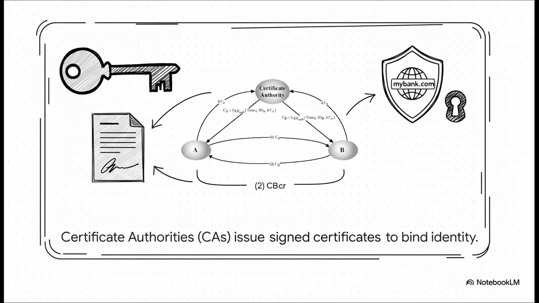And this is what led to the brilliant system we use today, certificate authorities, or CAs. Instead of a live check-in, a trusted CA uses its own private key to digitally sign a certificate. This certificate acts like a digital passport, and it officially binds an identity, like mybank.com, to one specific public key.